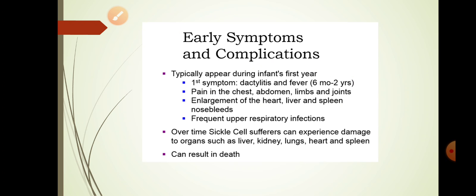Early symptoms and complications typically appear in the infant's first year. First symptoms like dactylitis and fever at the age of 6 months to 2 years, pain in the chest, abdomen, limbs, joints, enlargement of heart, liver, spleen, nosebleeds, frequent upper respiratory infections. Over time, sickle cell sufferers can experience damage to organs such as liver, lung, kidneys, heart, and spleen, and it can also result in death.